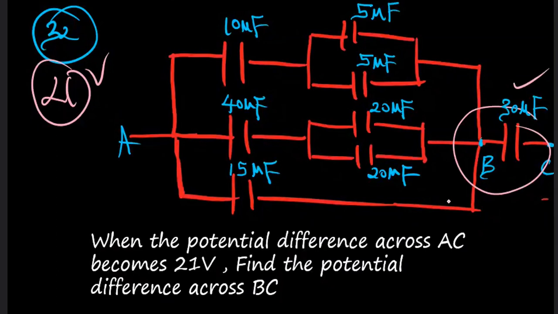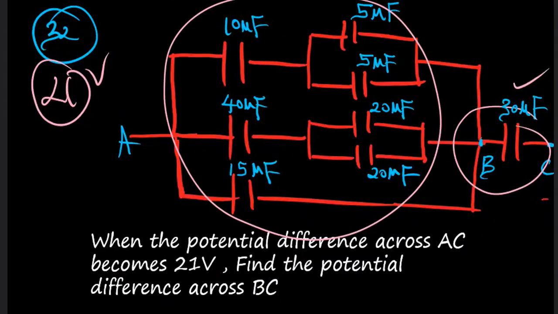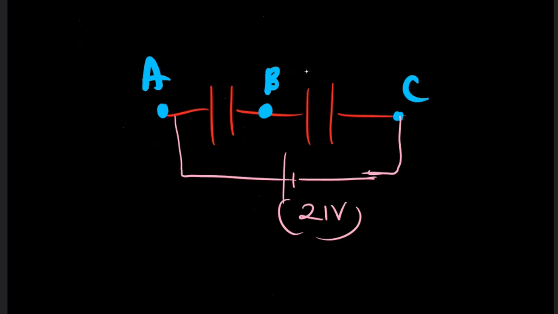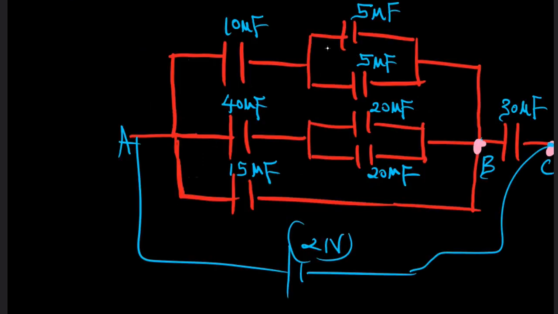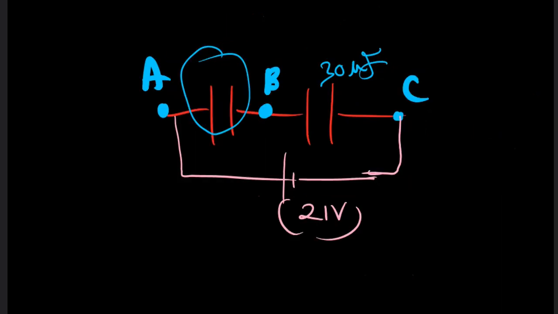Right. To find this, we need to arrange the circuit in a different way. So we have to simplify this circuit into something like this. So BC, this is the 30 microfarad capacitor, and these are the rest of the capacitors. I circled that. This is the rest of the capacitors. We need to simplify into something like this. Right. Let's work on it.